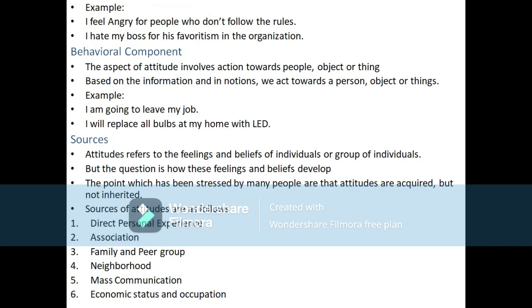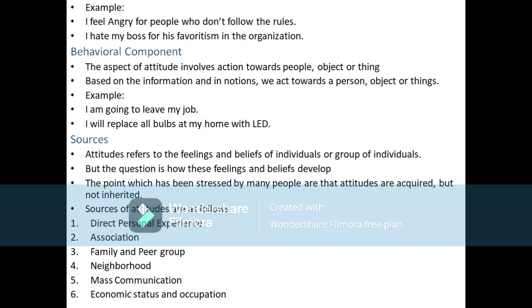An example is: I feel angry for people who don't follow the rules. This shows emotions and feelings. Another: I hate my boss for his favoritism in the organization. This is related to the emotions and feelings of a person. One shows emotions regarding the rules, one shows emotions regarding favoritism in the organization. These are related to emotions and feelings, but not beliefs and information.